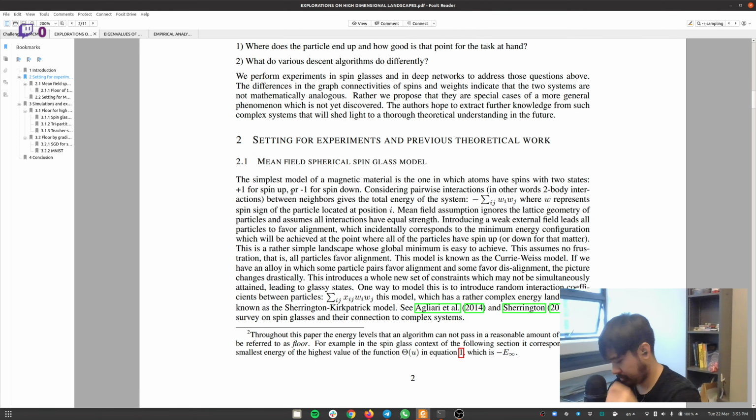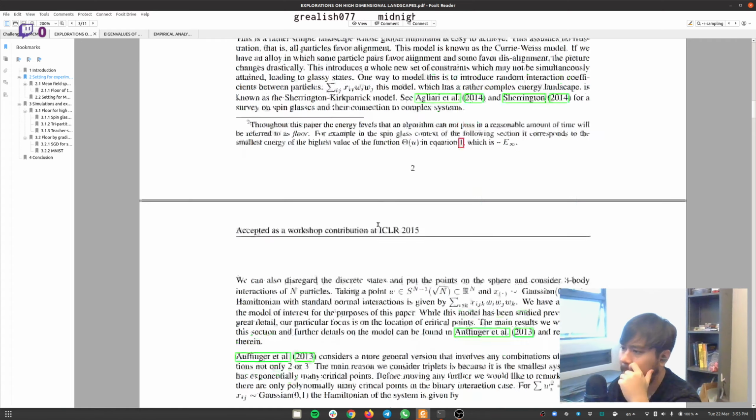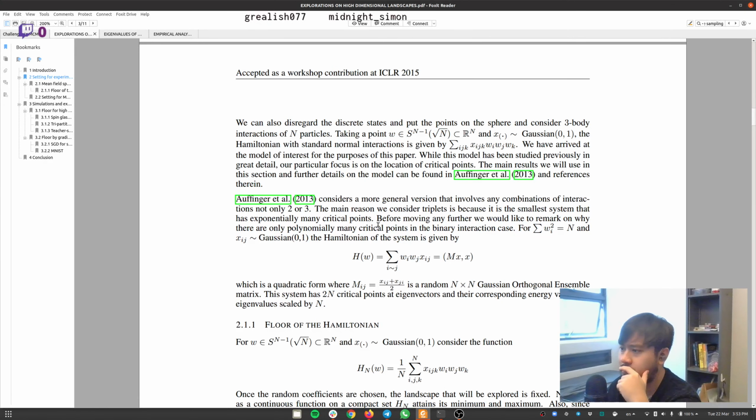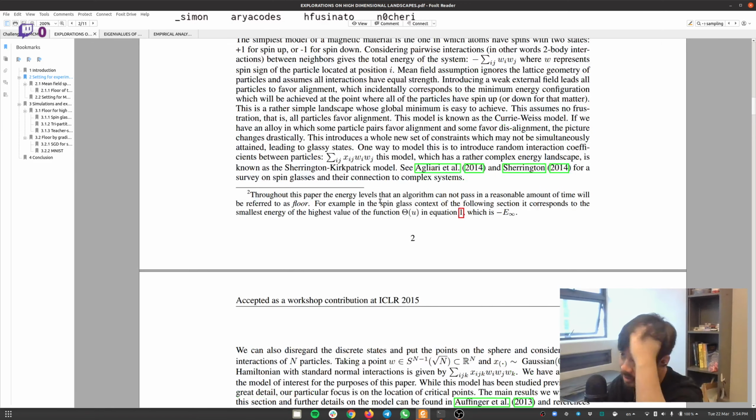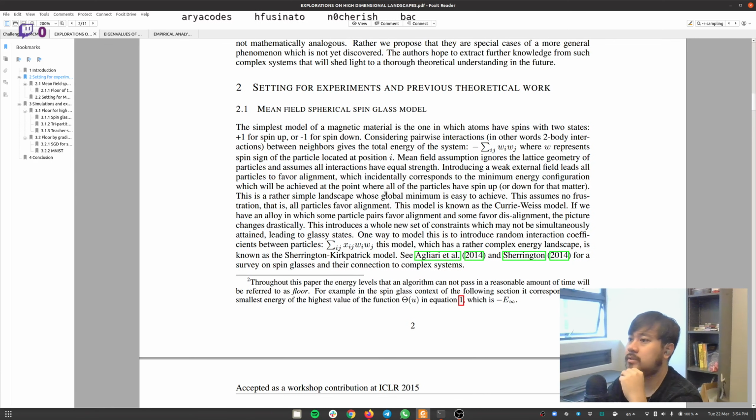Okay, I'm just blabbering. So this is the spherical spin glass model. I'm not sure if I necessarily worry about this. Wait, what is? Hold on. The simplest model for magnetic material is one atom, two spins up and down, considering pairwise interaction. Another two-body interaction between the neighbors gives a total energy.